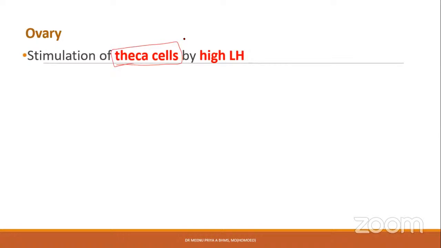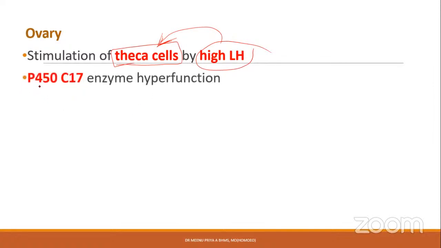What happens? These theca cells are usually not stimulated. In normal physiology, theca cells exist and produce a slight amount of androgen normally, but this high LH goes and stimulates the theca cells, which have receptors for LH, and that is why they get stimulated. Once stimulated, they produce high androgen. And this is the enzyme P450C17.